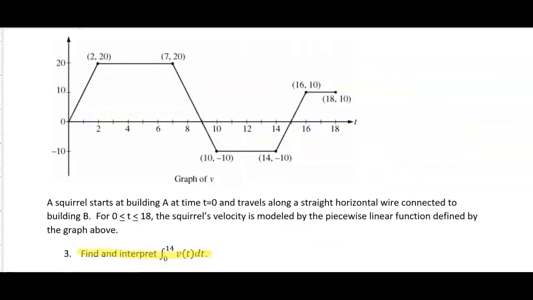Okay, so for number 3, it says find and interpret this expression here. So let's go ahead and find it first. We're integrating velocity. Now this is a velocity graph. And when you do an integral of a graph, that's basically the area under the curve. So I want to find the area under the curve from 0 up to 14.